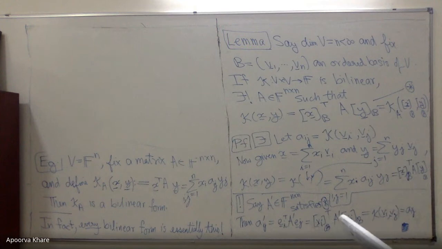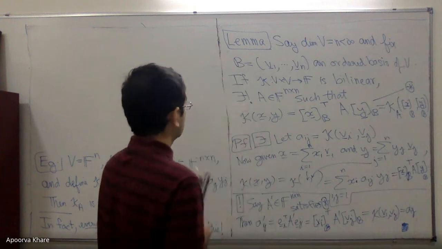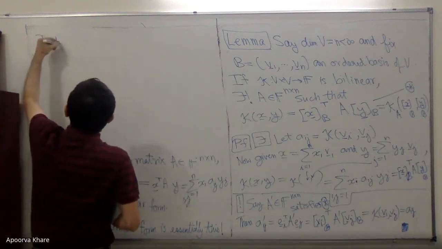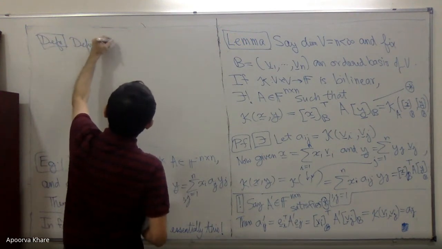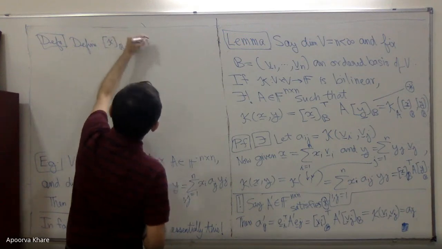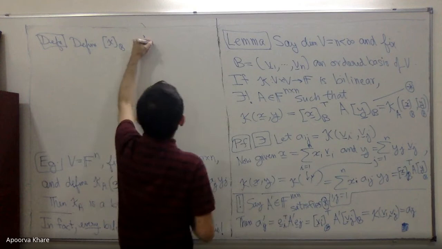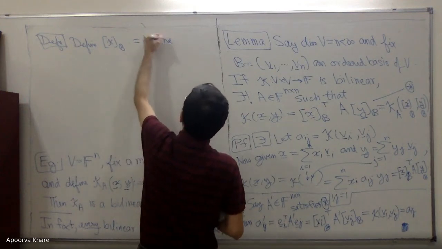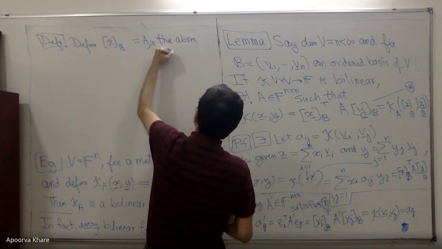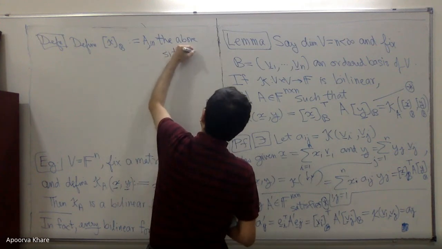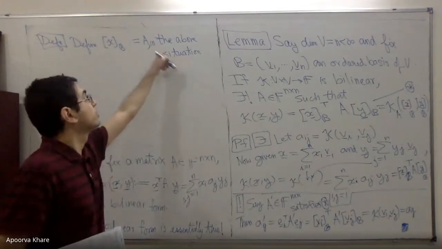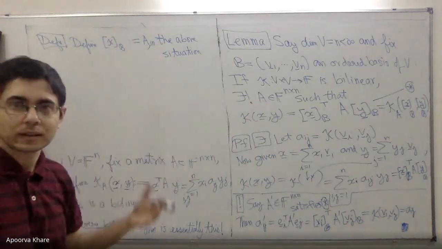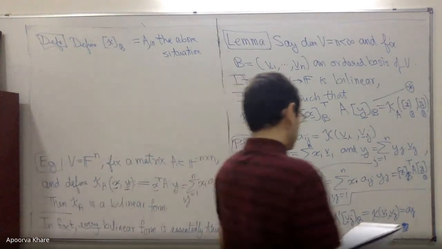Now we come to, of course I should write down some notation. Because there is a unique matrix, let me just define it. Define kappa B to be, in the above situation, if you have any bilinear form, any field, any ordered basis of the vector space, then for that bilinear form you have a unique matrix, so call that matrix kappa B, the coordinate matrix of the bilinear form. Okay, great.